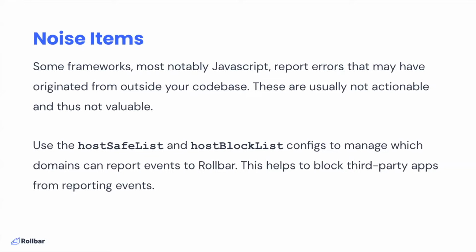With the third-party applications that exist out there for web apps, ingesting those events may just be a waste of your Rollbar budget. So we do have a configuration for that, the host safe list and host block list configurations that allow you to control those events sent to Rollbar. Anything that's causing noise and coming from outside your domain, you can specify that host to be blocked, and that way you're not being forced to pay for those events. So manage the host safe list and/or block lists to better control what events you receive and from where they come.